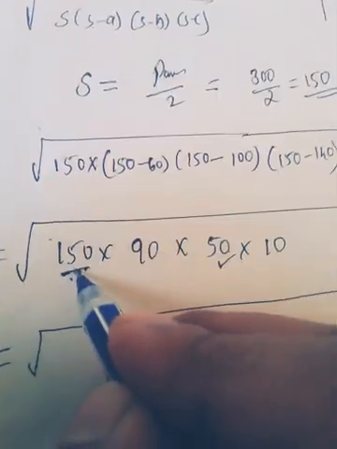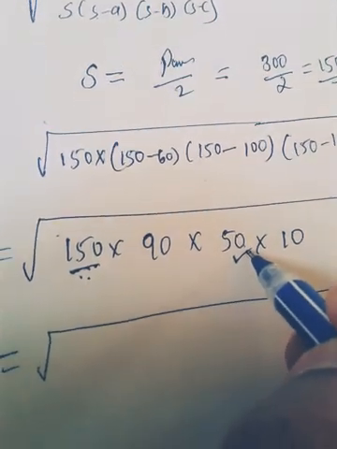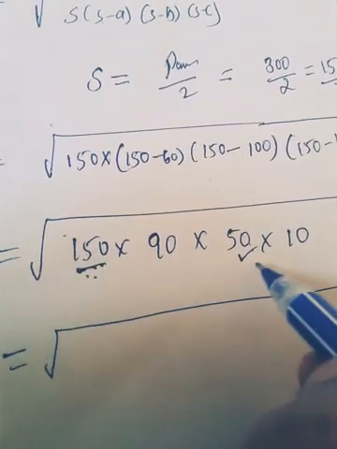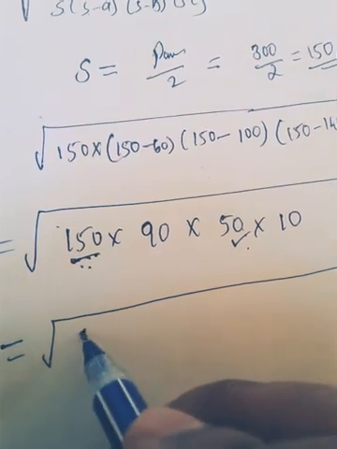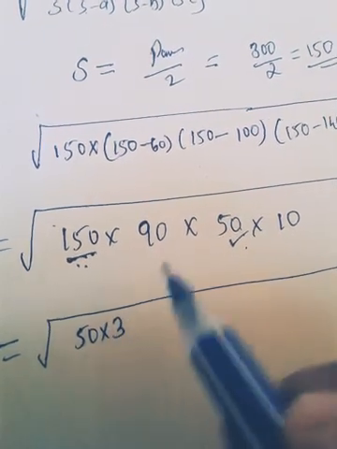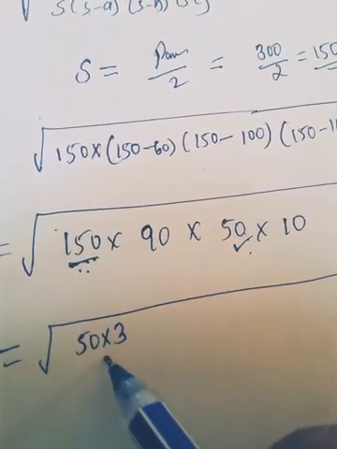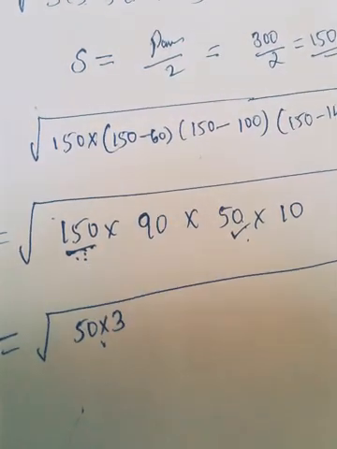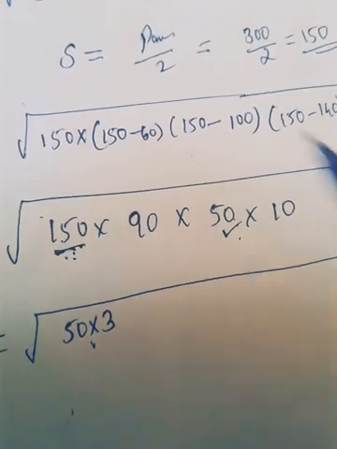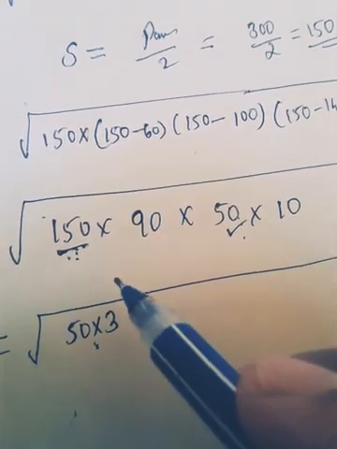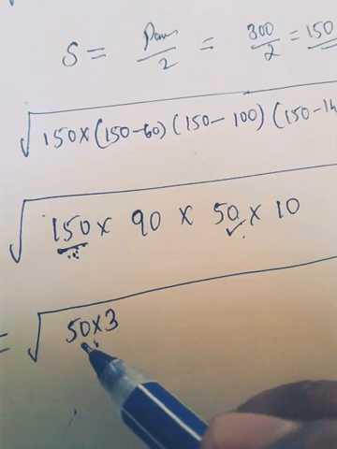So this 150 I am going to express in terms of 50. How can I express 150 in terms of 50? Can I write 50 into 3? Yes, very good. So I can write 150 as 50 into 3, because 50 into 3 is nothing but 150. Any problem? No problem. You may have understood. So 150 I wrote as 50 into 3.